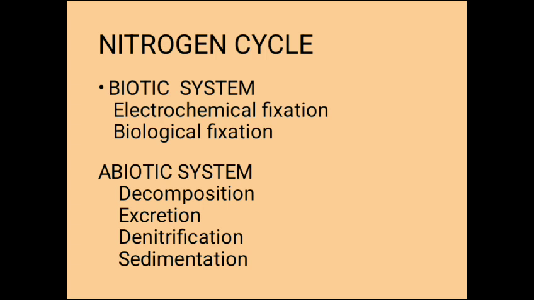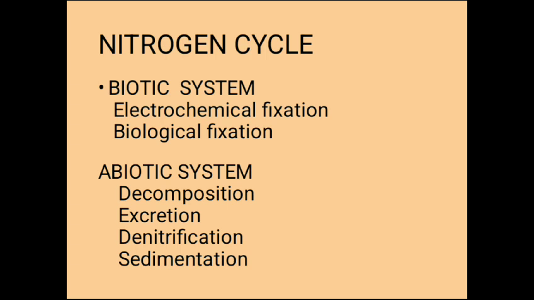In the abiotic system, there are four main processes: decomposition, excretion, denitrification and sedimentation. First one, decomposition. In this, plants and animals contain nitrogen in their body protein. After death, the proteins of dead bodies are decomposed by decomposers into amino acids and ammonia. The conversion of protein from dead bodies into ammonia by decomposition is called ammonification. This ammonia may be converted into nitrates or free nitrogen.